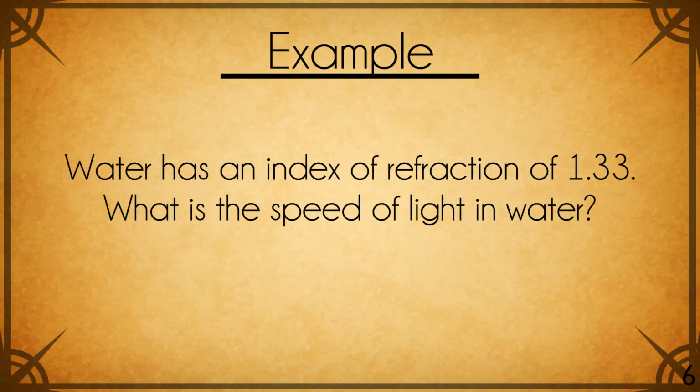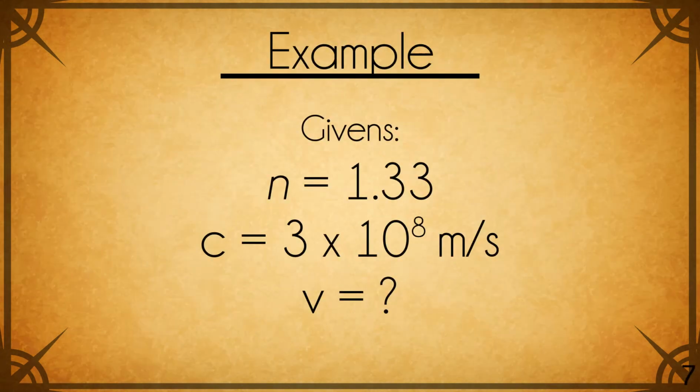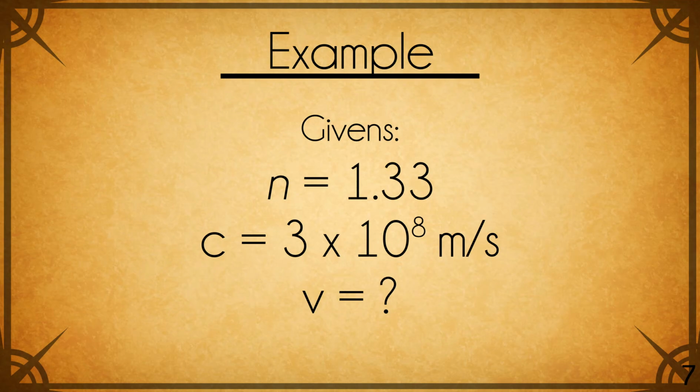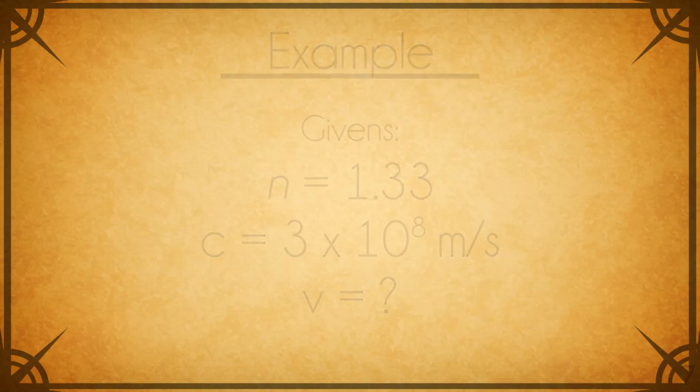Before we do the actual problem, let's do an example. The example states that water has an index of refraction of 1.33. What is the speed of light in water? Now let's look at our givens. For n we have 1.33. For c we have 3 times 10 to the 8th meters per second. And we're solving for v.